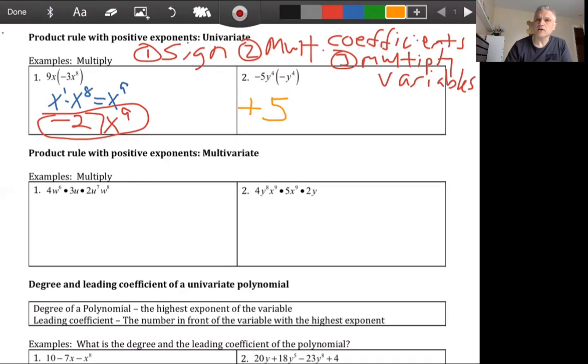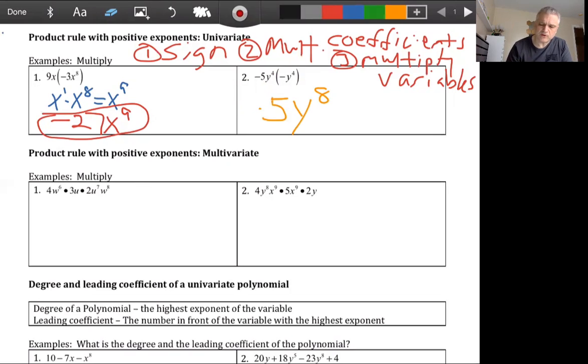Step 3, multiply your variables. Well, we got y's, which are like bases. So y to the 4th times y to the 4th is y to the 4 plus 4 power, or y to the 8th. Okay?